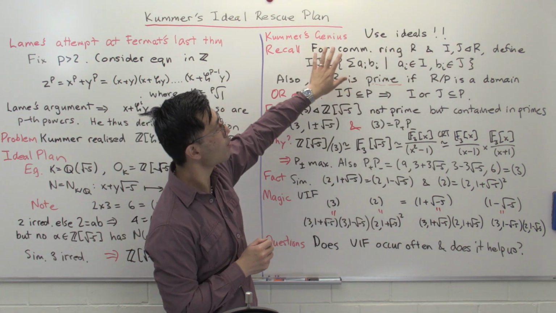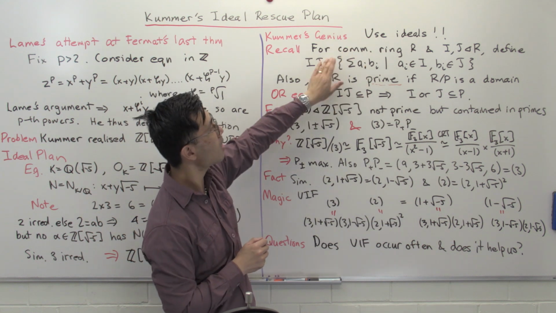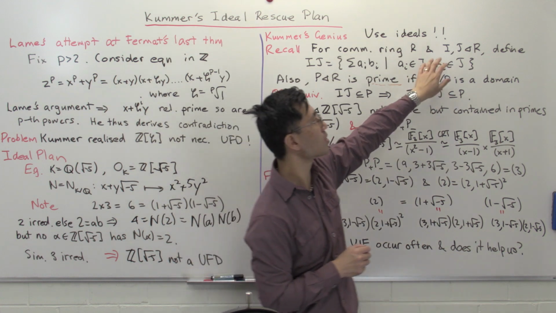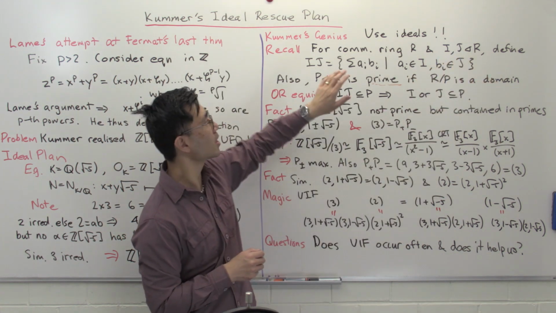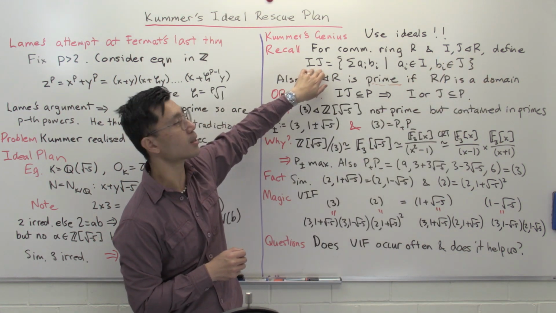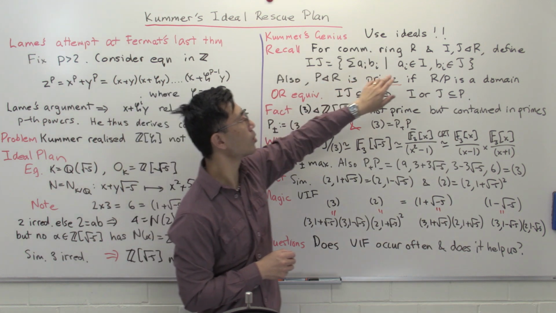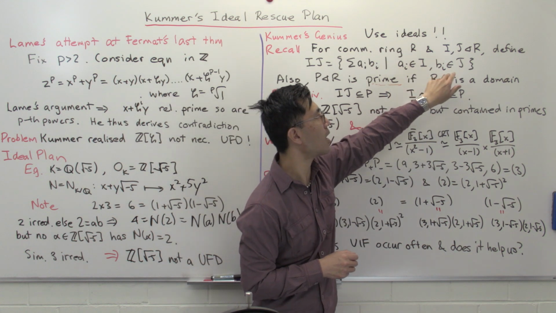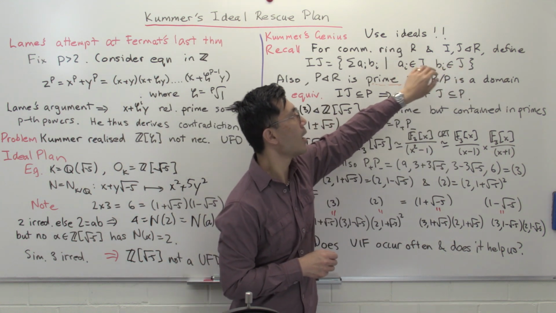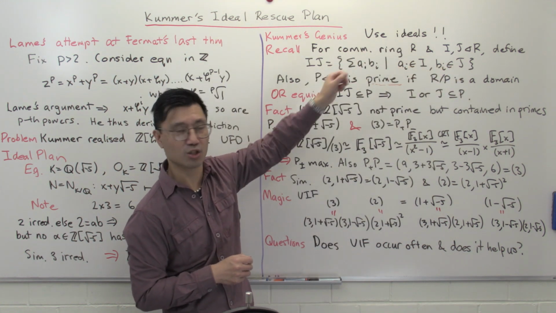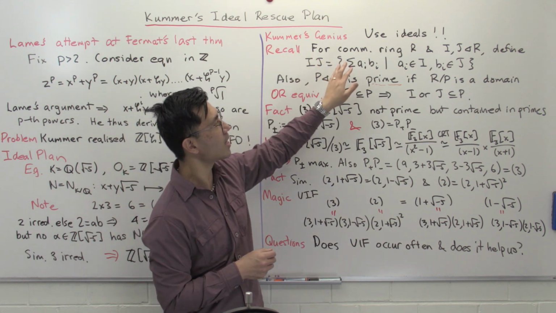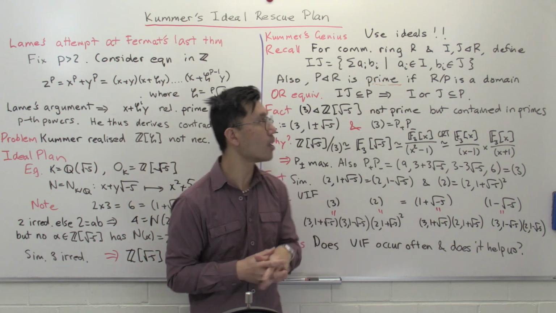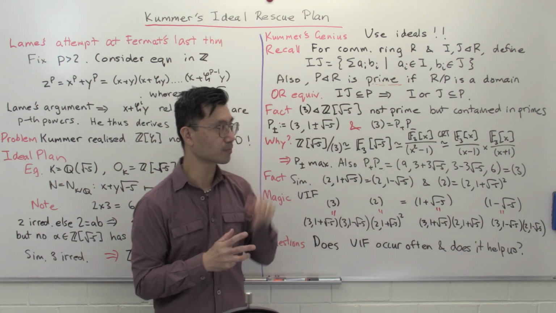Let me just remind you of some basic definitions here. If you have a commutative ring R, and you have ideals I and J inside R, remember we can define the product IJ. The product IJ is going to be all sums of products of elements, a_i inside I and b_i inside J. It's quite easy to see that this is itself an ideal inside R. So you get a new ideal this way. That's the multiplication of these two.